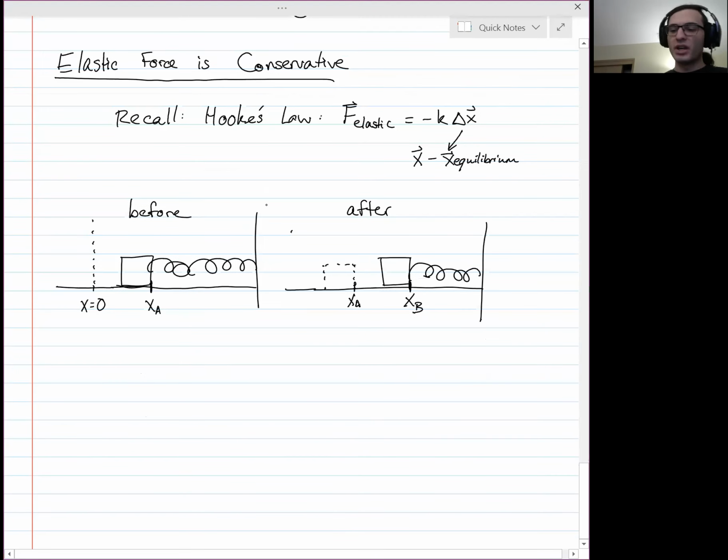Okay, we're back. So this point over here is going to be x naught, or x equals 0. Again, it's just a coordinate choice. So let's compute the work done by the spring.